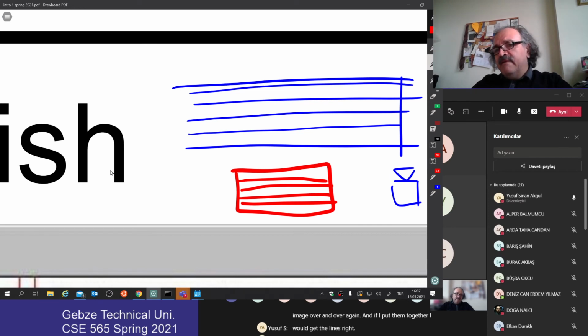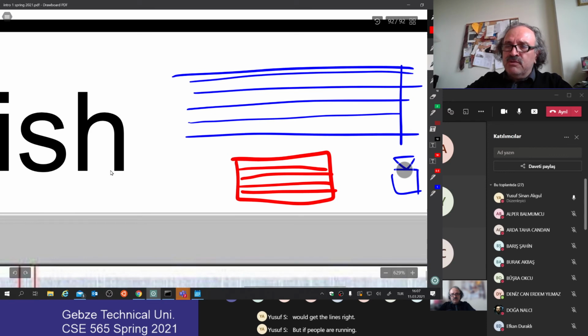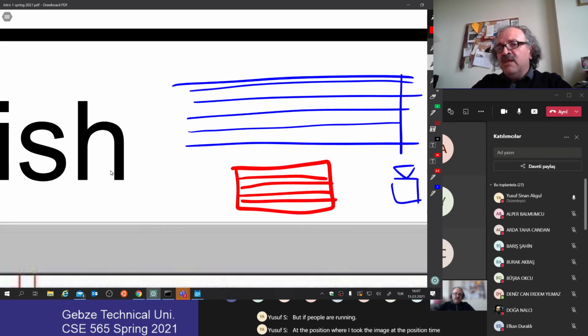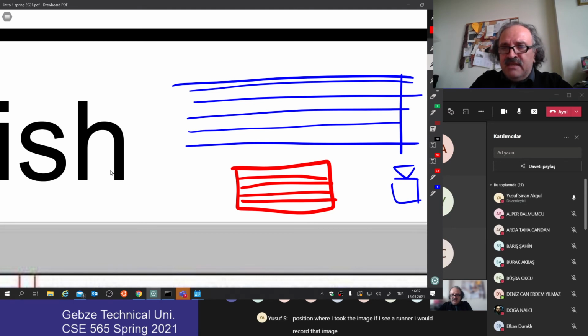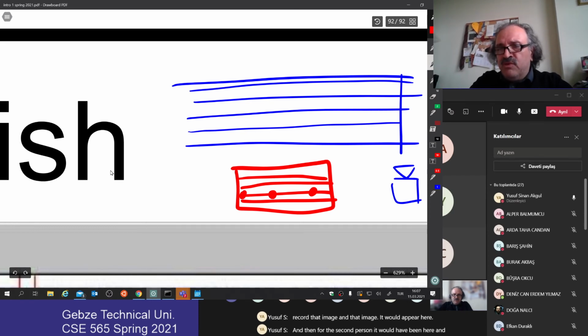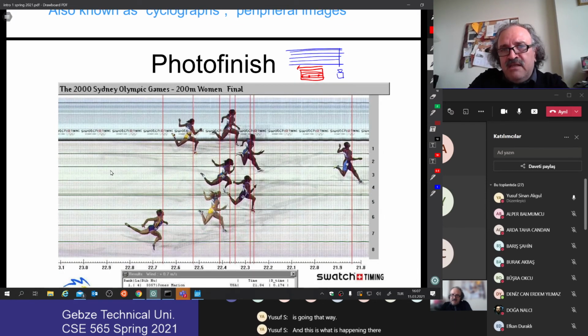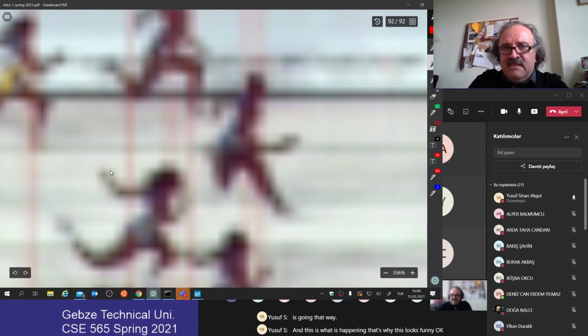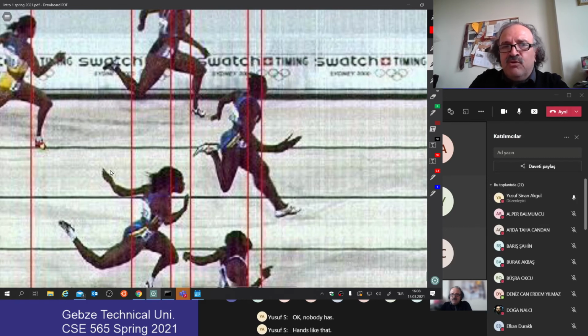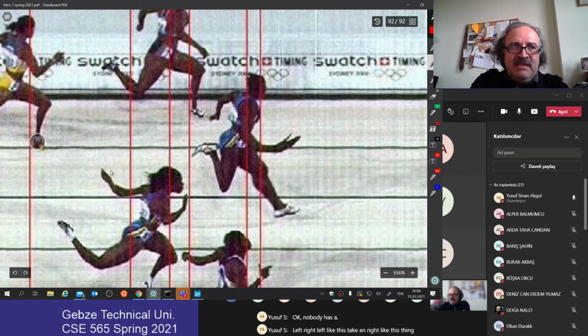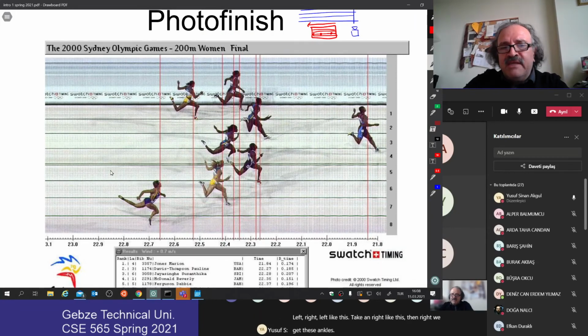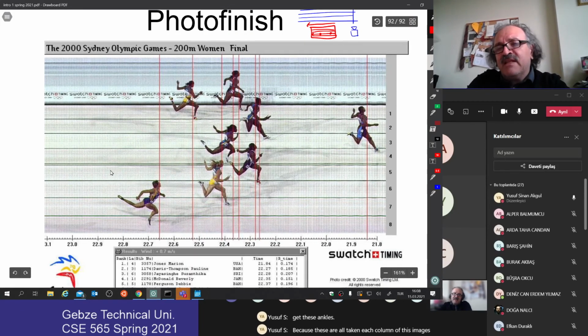But if people are running, at the position where I took the image, at the time position where I took the image, if I see a runner, I would record that image, and that image would appear here, and for the second person it would appear here, and the third person it would happen here. So time is going that way. That's why this looks funny. Nobody has hands like that. Nobody has a left leg this thick and right leg this thin, right? Look at these ankles, because each column of this image is taken at a different time.